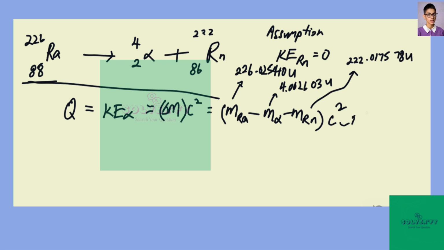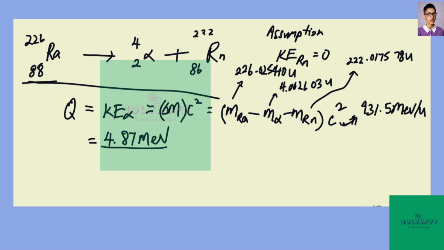For c squared, we're going to use the more convenient form, 931.5 MeV per u, since we are dealing with atomic mass units. So we can quickly get the energy in terms of MeV, which in our case is 4.87 MeV. So this is the Q value, the kinetic energy of our alpha particle, assuming that all the energy released goes into the kinetic energy of the alpha particle.